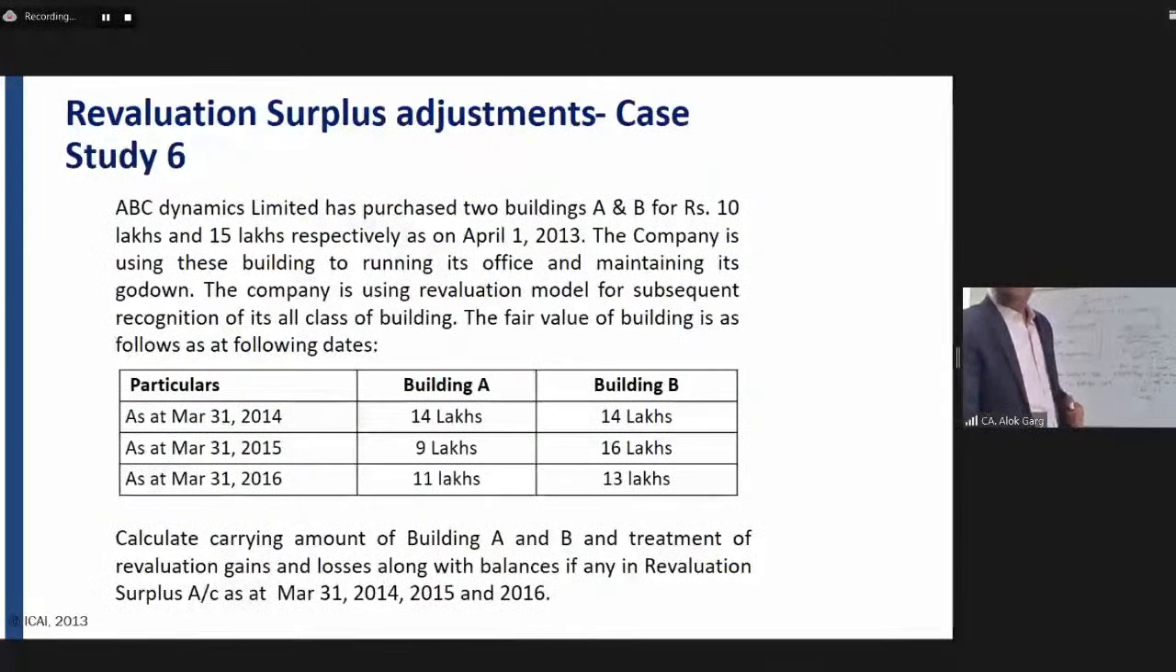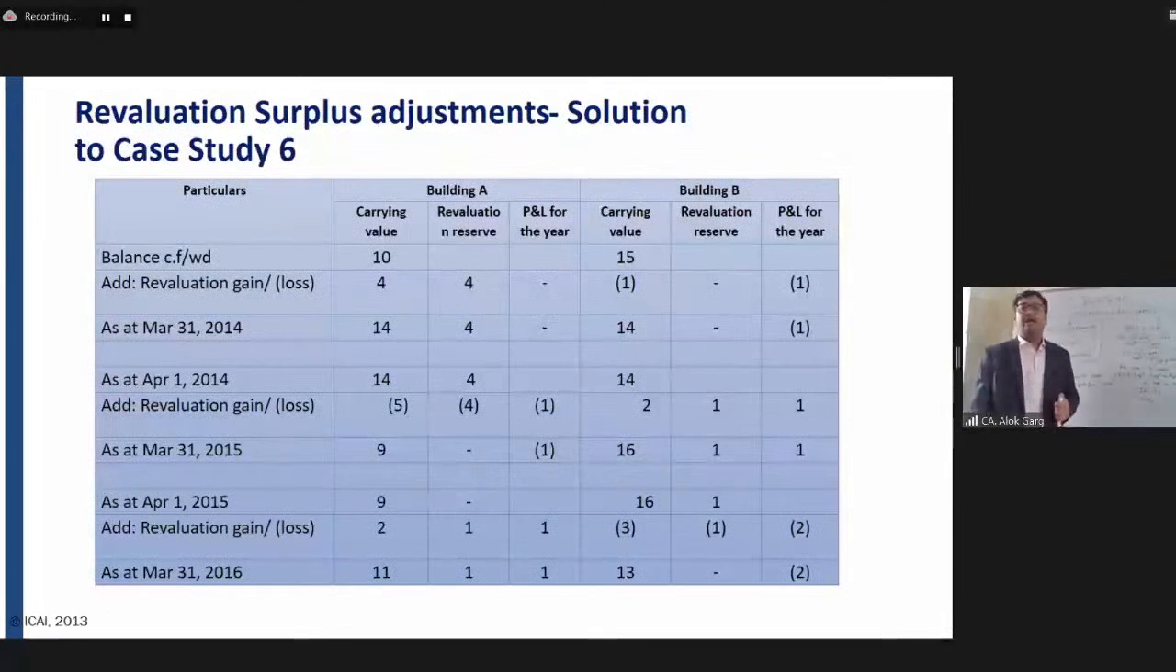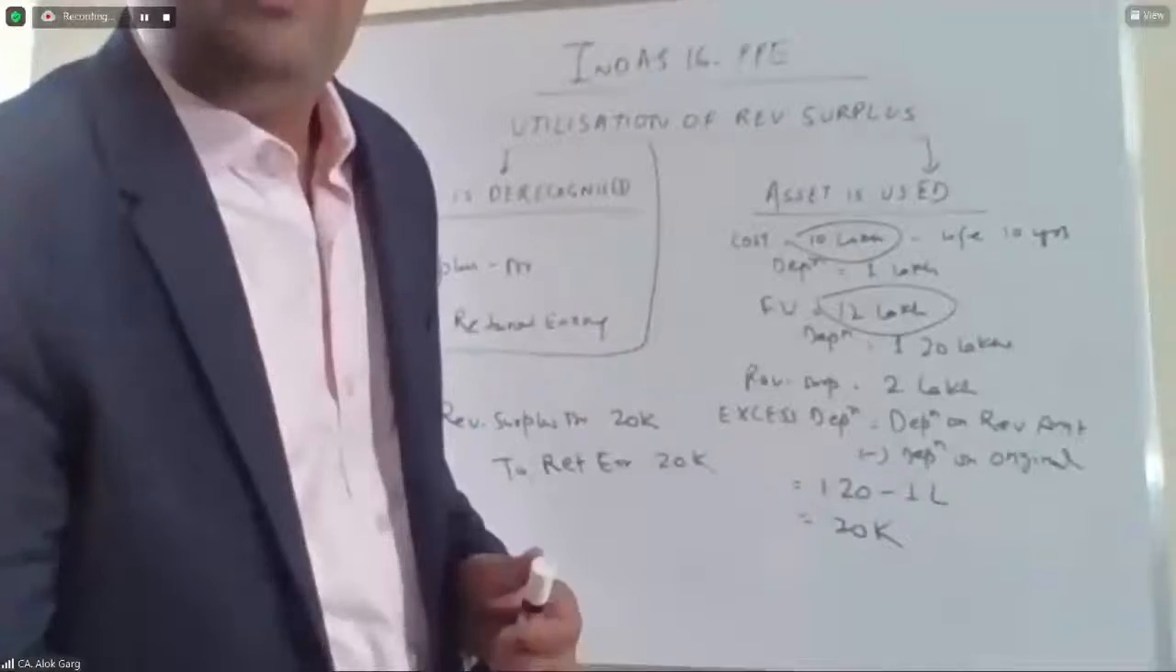So friends, this ABC Dynamics Limited, so the answer is also there. I have already covered this concept in my last two examples. Okay, in the last two examples. So now I am moving on to one more important concept.